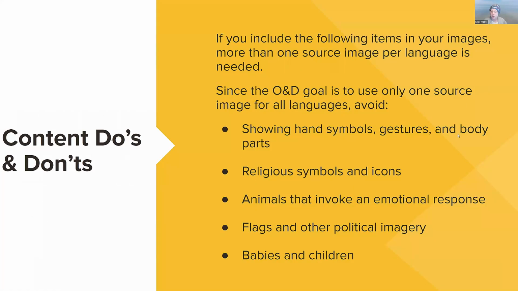If you include any of these items in your image, you're going to need more than one source image. Since the once-and-done goal is to use only one image for all languages, you want to avoid hand symbols, gestures, body parts, right? That just makes good sense. Religious symbols and icons, you don't want to include those. Animals that invoke an emotional response of some kind. Flags, political imagery, babies and children. So all of these are off topic for us. We do not use any of these.